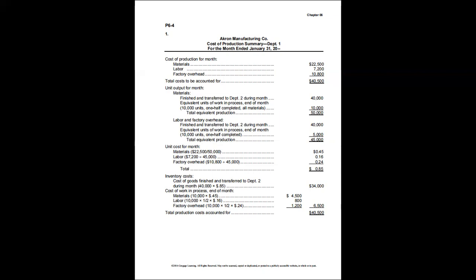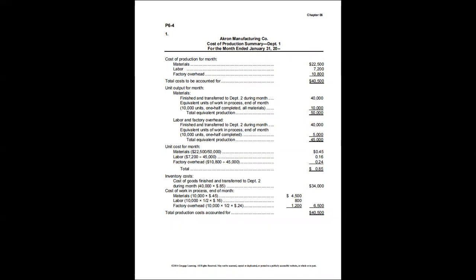We are given the cost summary for the month of January for the three departments. So in the cost of production report, we now have the materials, labor, and factory overhead for the month of January, thus the total cost to be accounted for in Department 1 for the month of January. The unit output for the month, the materials, finished and transferred to Department 2 during the month of 40,000. Amo na ang imong units completed and transferred to the next department.